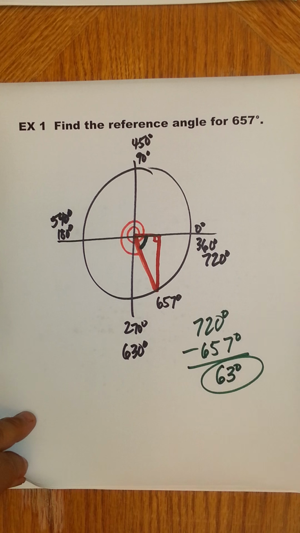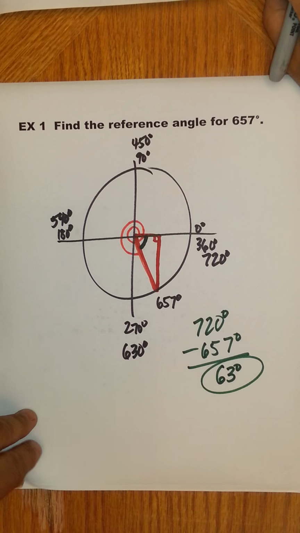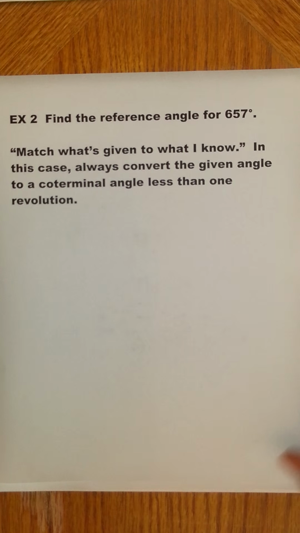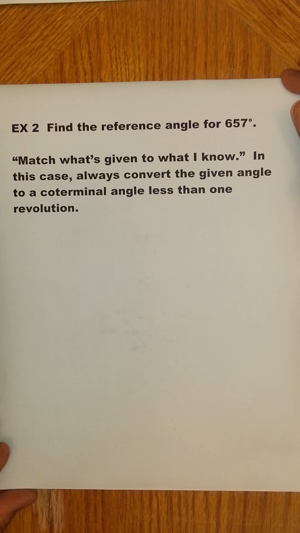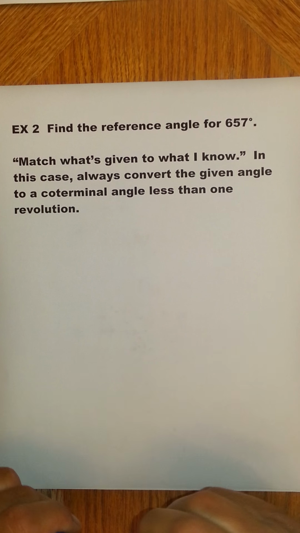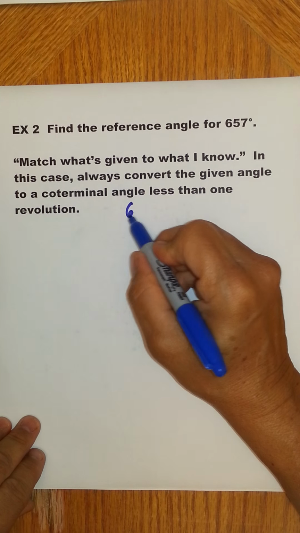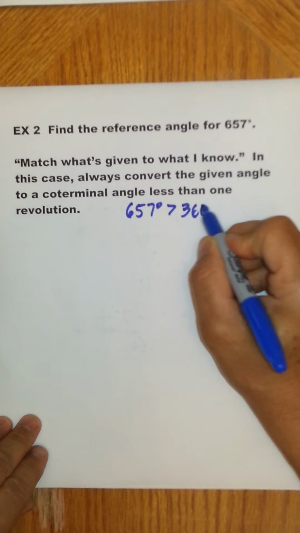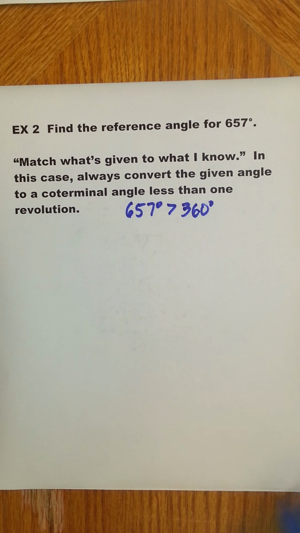Now instead of matching what I know to the given angle, I want to go ahead and do this problem where I match what's given to what I know. I do prefer this method, so I'm going to do all of them like this so you can see what I mean. In this case, I know, starting out, that 657 is more than what I know. 360 is one revolution, and I know all the reference values for one revolution.